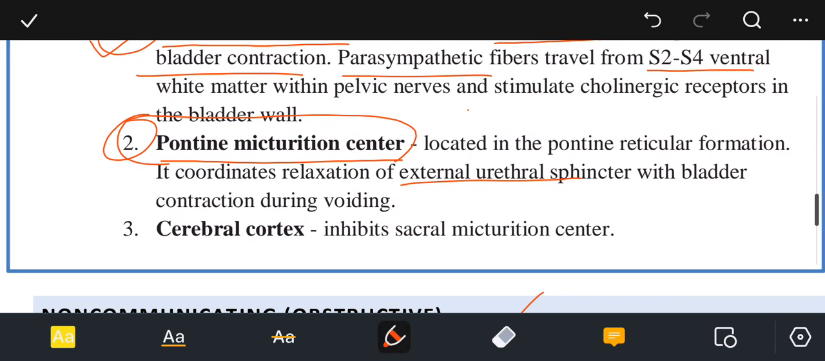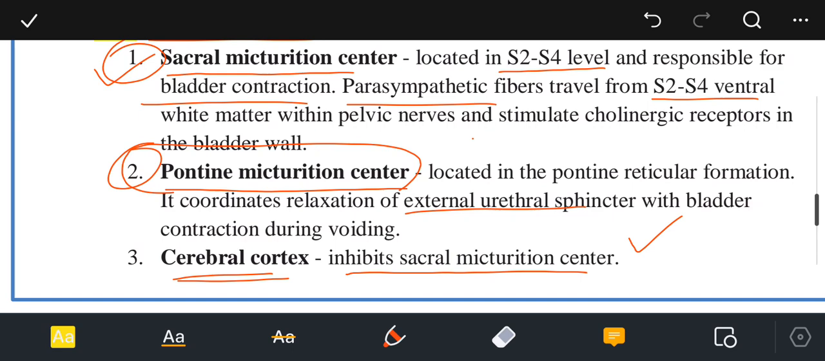While the third center, that is the cerebral cortex, inhibits the sacral micturition center. So if there is some problem with the cortical centers, there will be increased activity of the sacral and pontine micturition centers, and that will lead to urge incontinence, right? That is also called the neurogenic bladder.